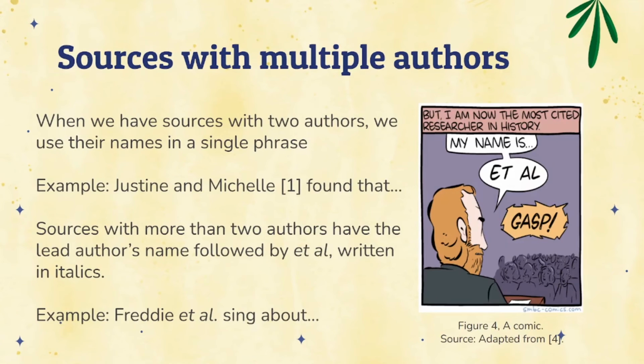So what if you have to make an in-text citation for a source with multiple authors? When a source has two authors, include both of their names in the sentence, and place the citation right after the second name. When a source has more than two authors, you only need to write the name of the lead author, followed by the Latin term et al. But make sure et al. is written in italics.